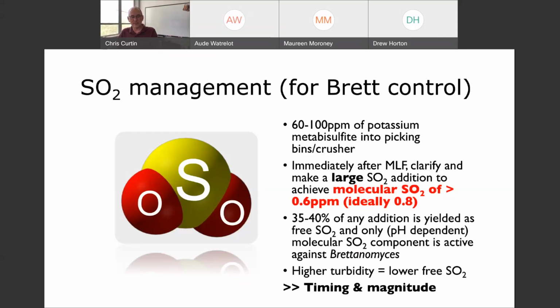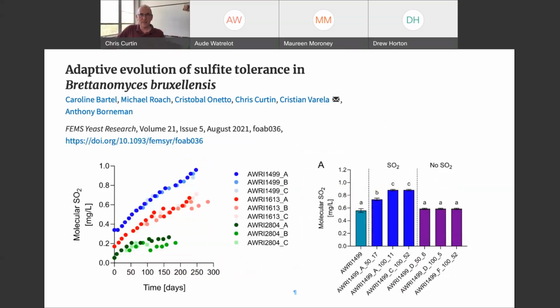But the takeaway here is that it's all about timing and magnitude, and it is about pH management as well. You can't think about SO2 without thinking about pH when it comes to microbial control. So the closer you are to 3.5, the more chance you have of being effective with your additions. Again, why is all this important?